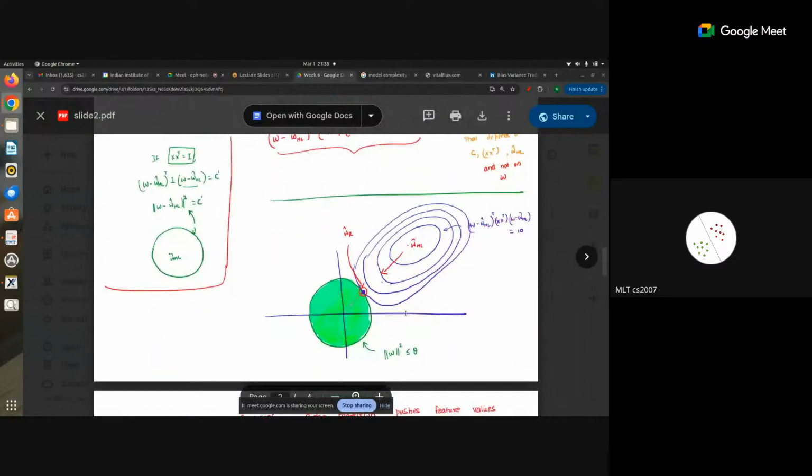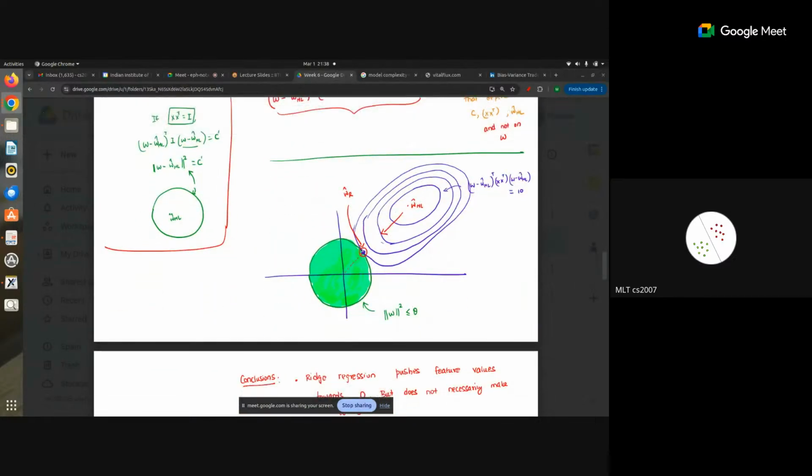Maybe you can talk about Ridge. When I say this entire circular region is the region for Ridge, does that mean the ellipse will touch the circle, or can it go inside also? It will not be allowed to go inside, because that is the optimal point. Actually, it can go inside, but you don't need to go inside. It will touch at one point at the border, and that is the one we are looking for.